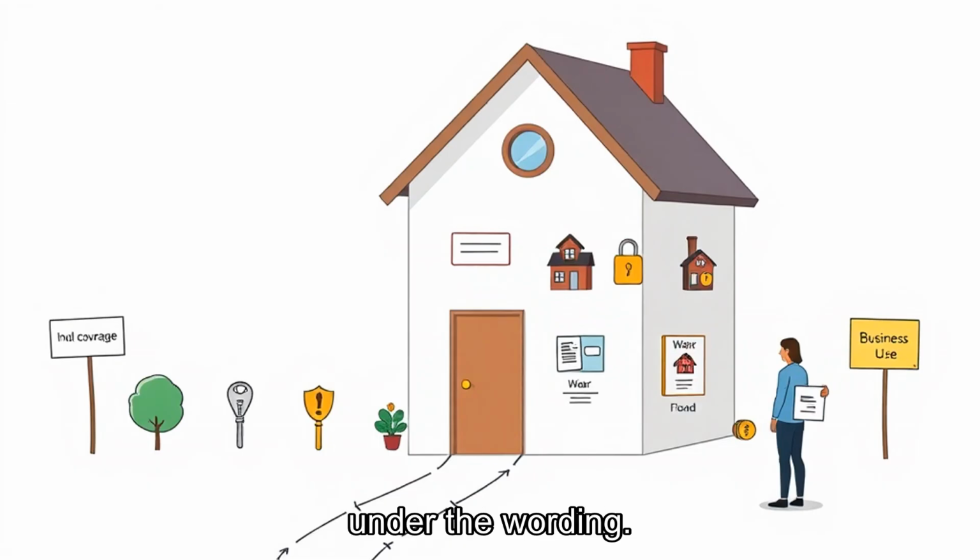Property insurance sounds wide, but it may exclude wear and tear, intentional damage, certain natural disasters, business use, illegal activity, or damage from poor maintenance. The coverage section opens the door. The exclusion section tells you which rooms are locked.